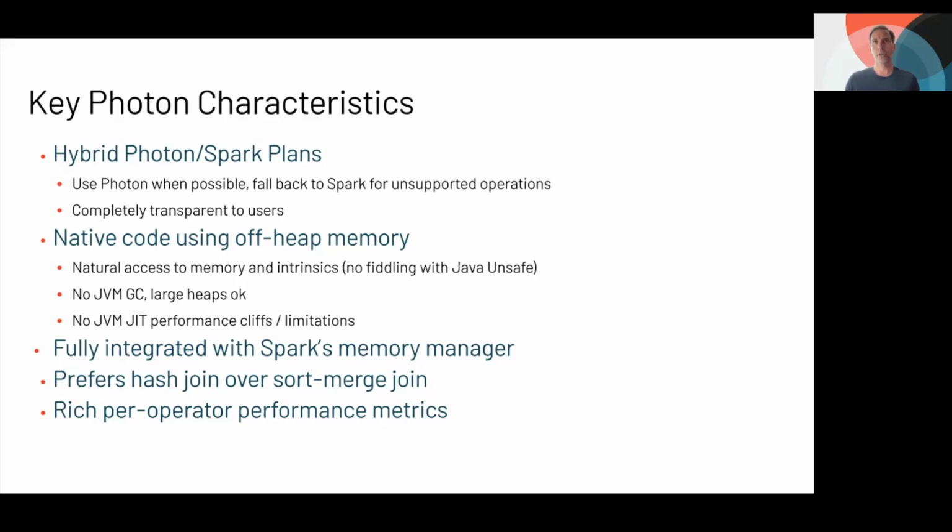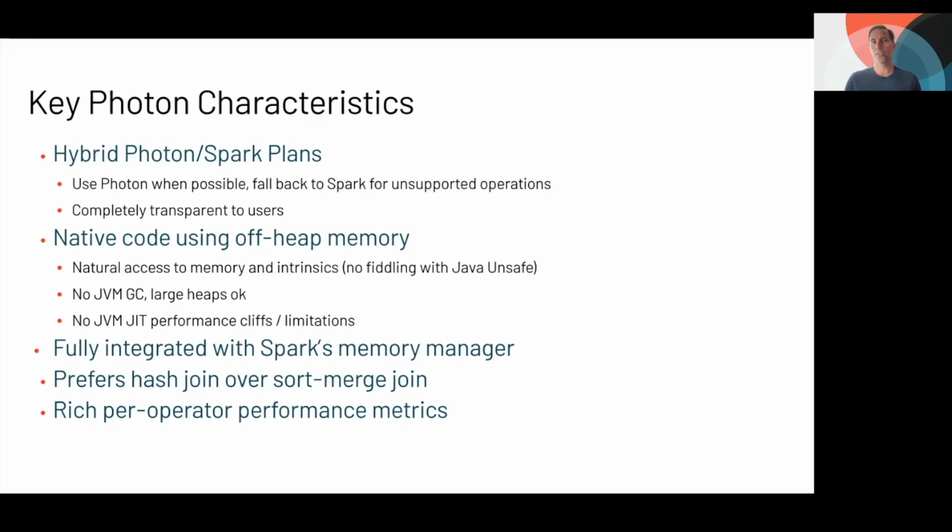Photon uses native code. Why native code? High-performance Java applications generally use off-heap memory and unsafe operations. And if that's the case, why not use C++, which avoids all the issues with JVM garbage collection and JIT issues?